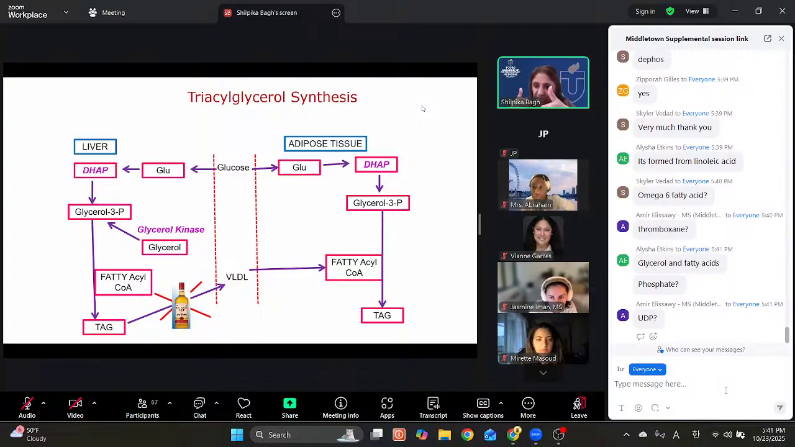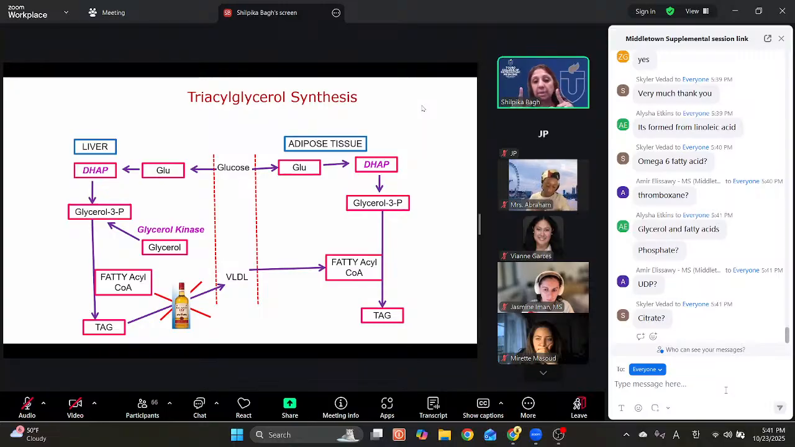It's glycerol 3-phosphate. And how do you activate a fat? What do you add? You don't add phosphate. What do you add to activate a fat? Anyone? It comes from vitamin B5. No, citrate is activating fatty acid synthesis. I'm asking about TAGs, you need glycerol 3-phosphate. For TAG, you need glycerol and fatty acid, right? Glycerol is activated as glycerol 3-phosphate.